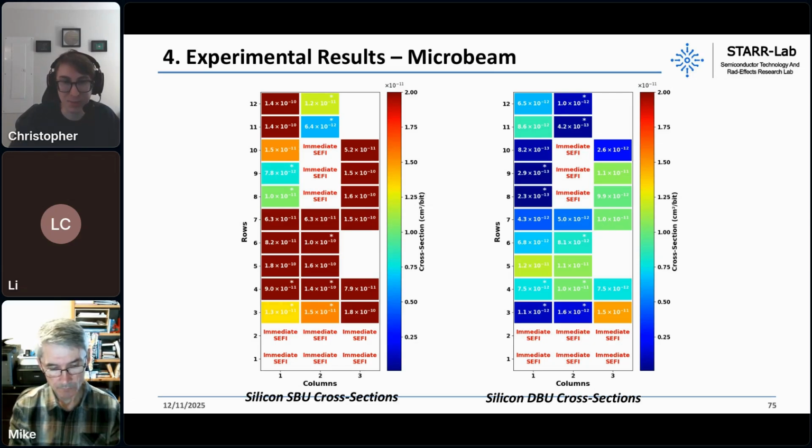You'll also see that there are all these tags in the plots. It's called immediate SEFI. What that means is that we would start the program test and then turn on the beamline at about the same time. But as soon as we turn on the beamline, the device would crash within just a few seconds.